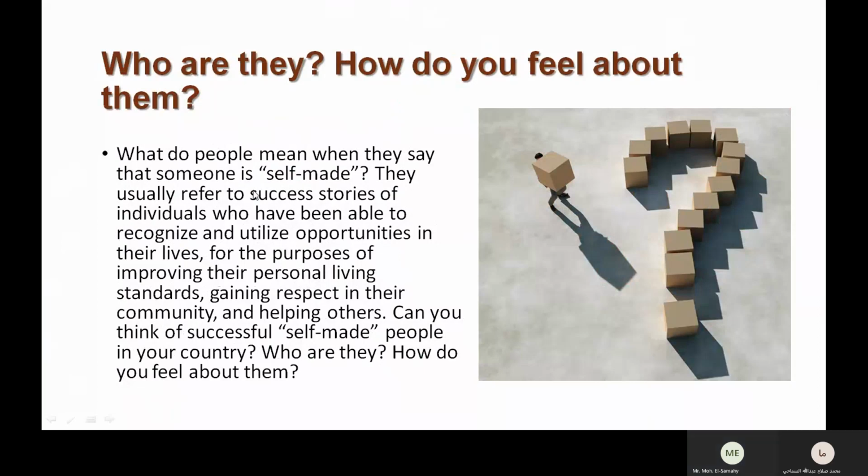They usually refer to success stories of individuals who have been able to recognize and utilize opportunities in their lives for the purpose of improving their personal living standards, gaining respect in their community, and helping others. Now we are talking about businessmen inside our community who are known for their self-made stories, with their success, and they help the community. They gain respect from anybody. The models and examples of those men are many inside our countries and from outside. And here the author says, can you think of successful self-made people in your country? Who are they? How do you feel about them?